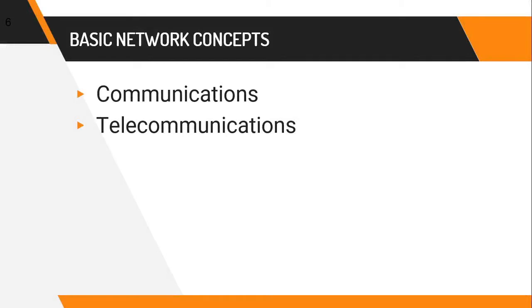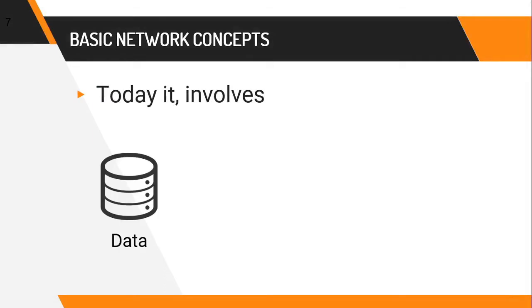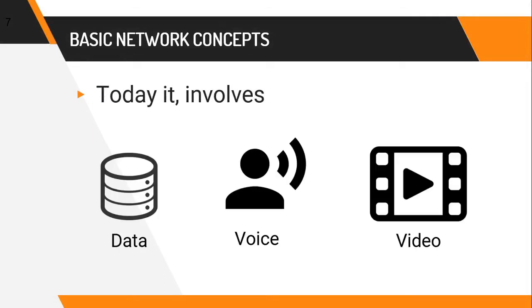Communications and telecommunications. Communications is an activity associated with distributing or exchanging information, while telecommunications is a technology of communications at a distance that permits information to be created anywhere and used everywhere with little delay. Today, it involves data, voice, and video. Data refers to digital and analog. Voice refers to the spoken word. And video refers to telecommunication imaging.